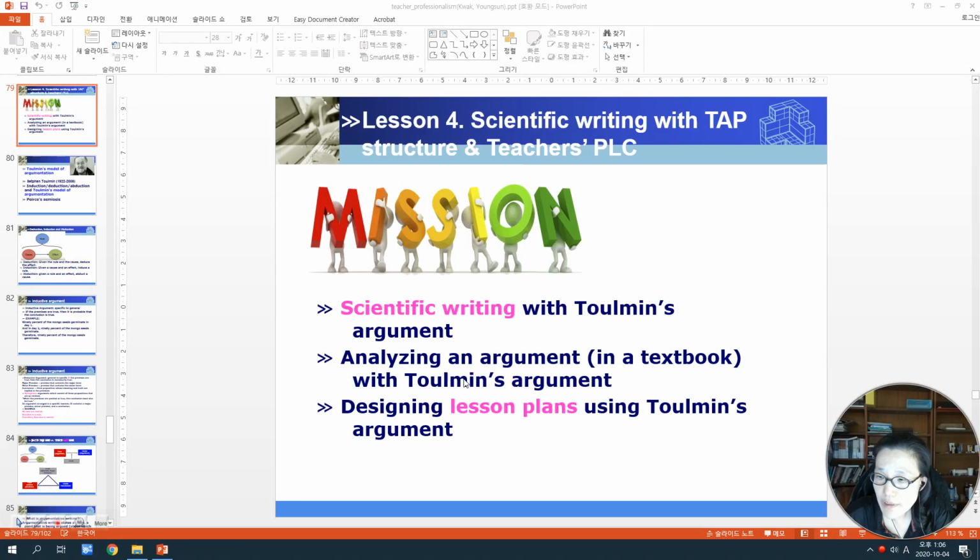Hello everyone. Today we will talk about scientific writing with Toulmin's argumentation pattern. We can use Toulmin's argumentation pattern in scientific writing, and we could also use Toulmin's argumentation in analyzing an argument presented in mathematics or science textbooks. And we could also use Toulmin's argumentation tools in designing lesson plans.